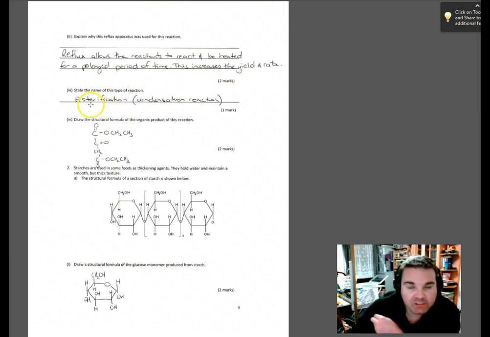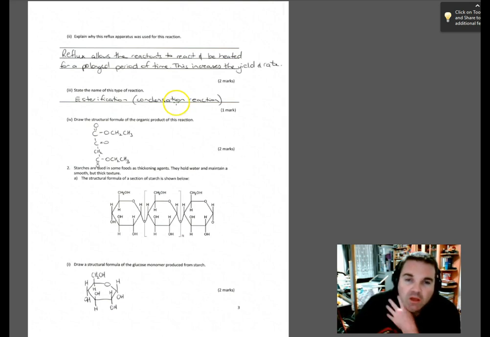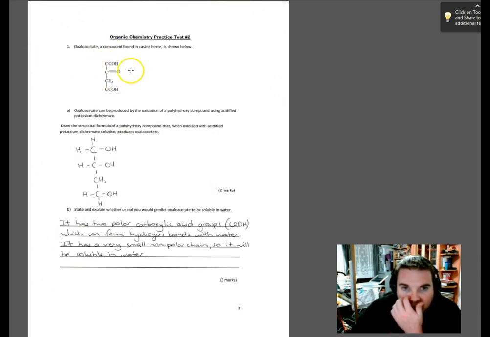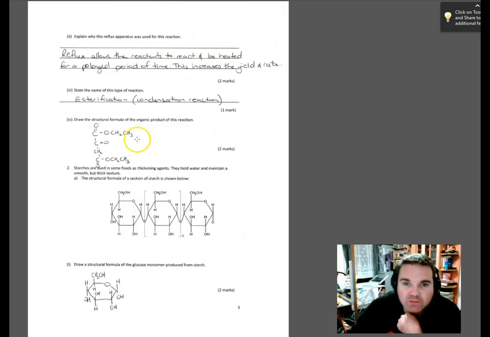The type of reaction is called esterification reaction, or it's a condensation reaction. You can use either of those. Draw the structural formula of the organic product of this reaction. Well, what I do for these ones is, if I just flick back to the structure of oxaloacetate here, we know that our ester groups are going to form off of the carboxylic acid groups here. So I just put an ethanol next to each of those. Okay, and there's your ester group there with an ethanol bonded onto each one. Alright.